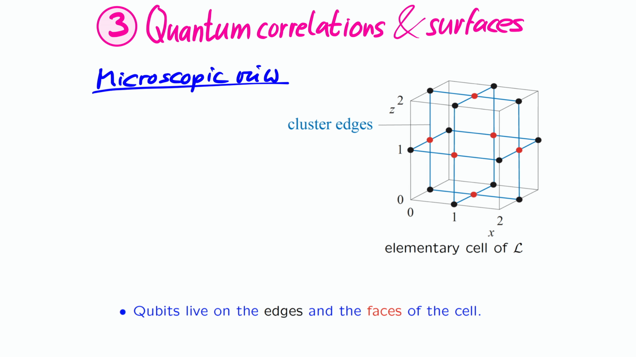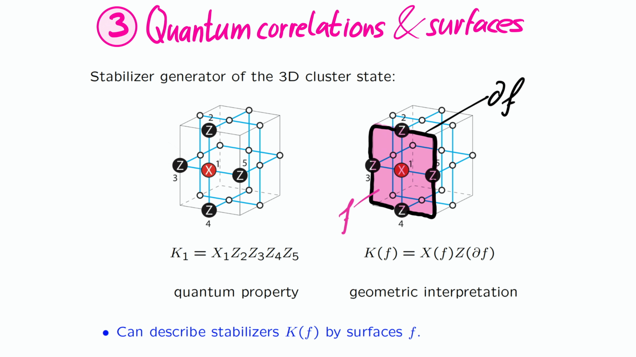What we see here is the elementary cell of the cluster lattice. Qubits live on the edges and the faces of the elementary cell. Now to the quantum properties. The cluster state is a stabilizer state, and on the left you see one of its stabilizer operators. A Pauli spin flip X in the middle, tensored with 4 lateral phase flips Z. The resulting 5-local operator represents a quantum correlation of the cluster state.